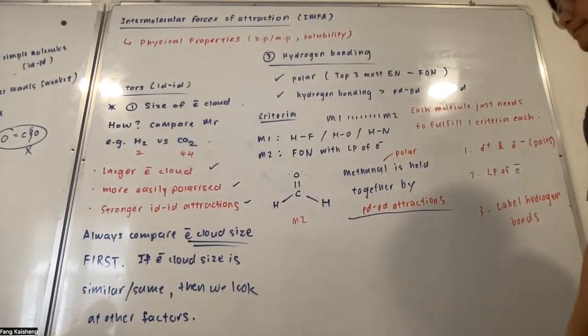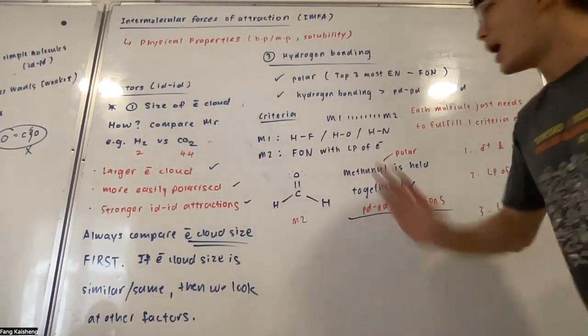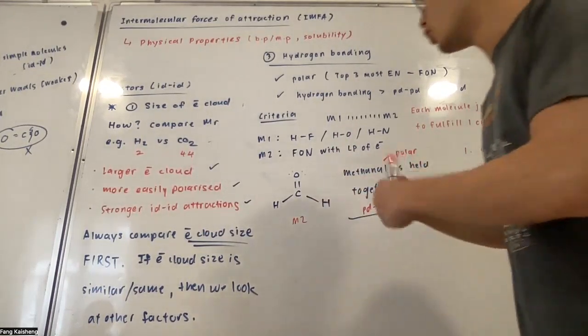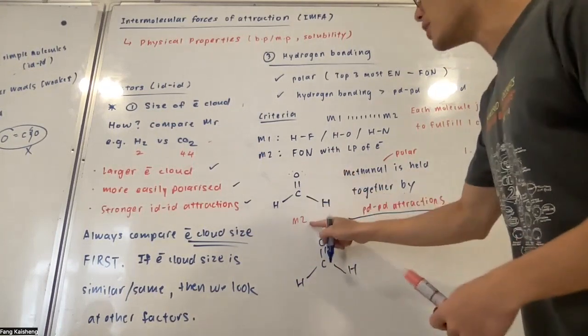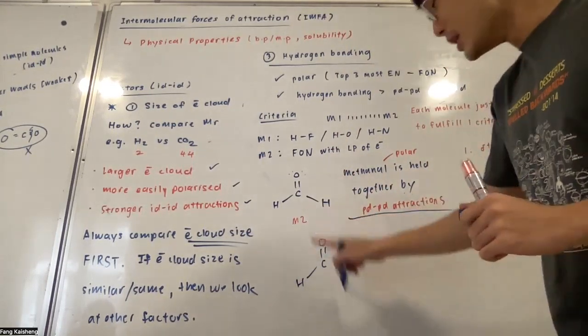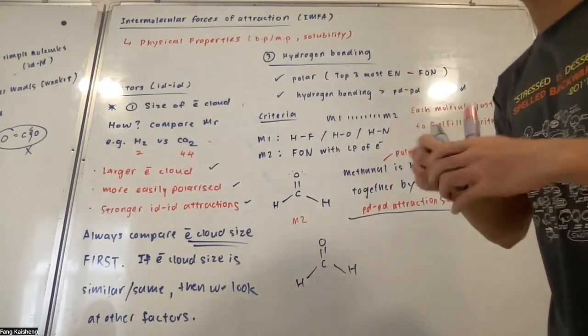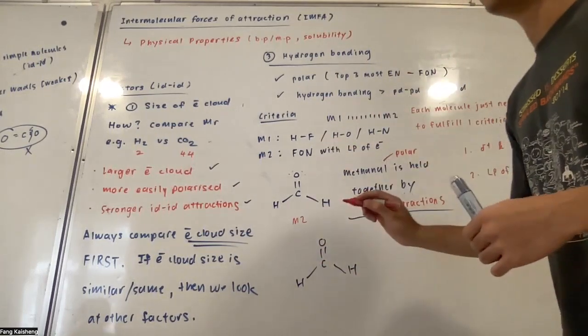Yes, you have a lone pair. But the other molecule must also play his part, right? If this guy has a lone pair, he fulfills criteria 2. That means this guy must fulfill criteria 1.